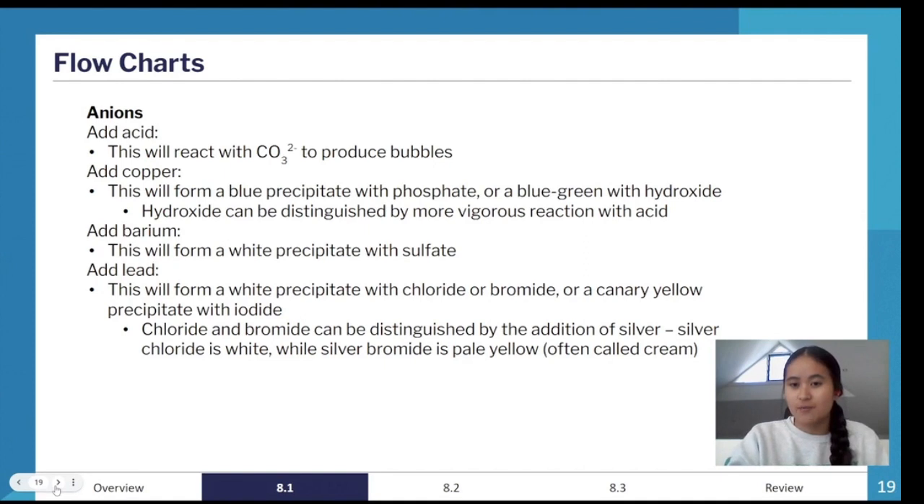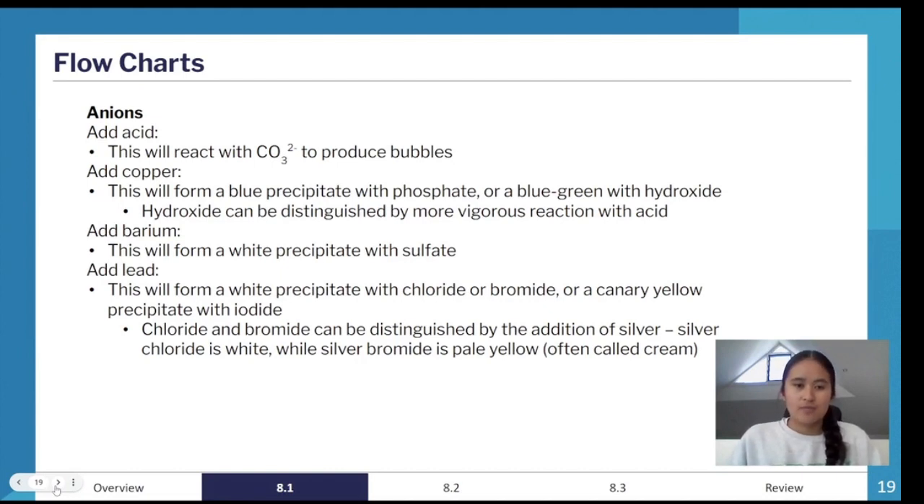As I said before, acid with carbonate reactions produce CO2 bubbles. If you react it with copper, a blue precipitate will form with phosphate, and a blue-green precipitate will form with hydroxide. And if you can't tell the difference between blue and blue-green, I get it, because it is a little bit hard to tell. But another thing is, if you react an acid with a hydroxide, it'll be more vigorous than an acid with a phosphate. So you can just see for yourself.